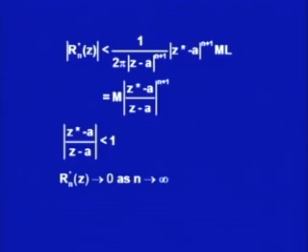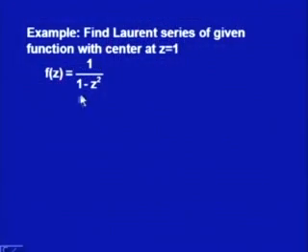With this, we have been able to represent the function f(z) in powers of (z minus a), and in the series we have both positive powers of (z minus a) as well as negative powers of (z minus a). So, let us illustrate this with the help of an example. Here we have to find the Laurent series for the given function f(z) equal to 1 upon 1 minus z square with center at z equal to 1.